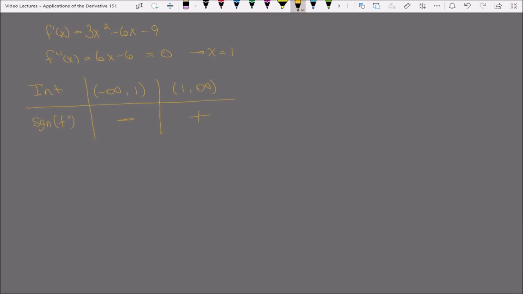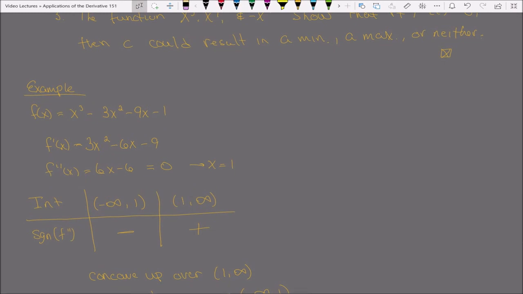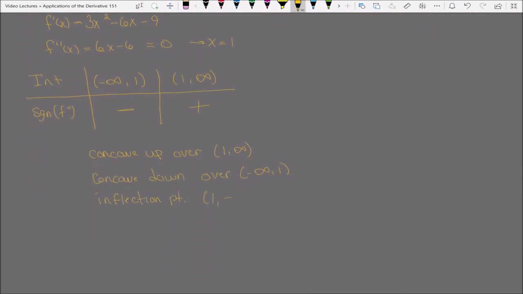So we are concave up over 1 to infinity, and we are concave down over negative infinity to 1. Our inflection point will be when x is equal to 1. Right, so you just plug 1 in back up here, and we get f of 1 is negative 12. And this is actually a complete analysis of the second derivative.